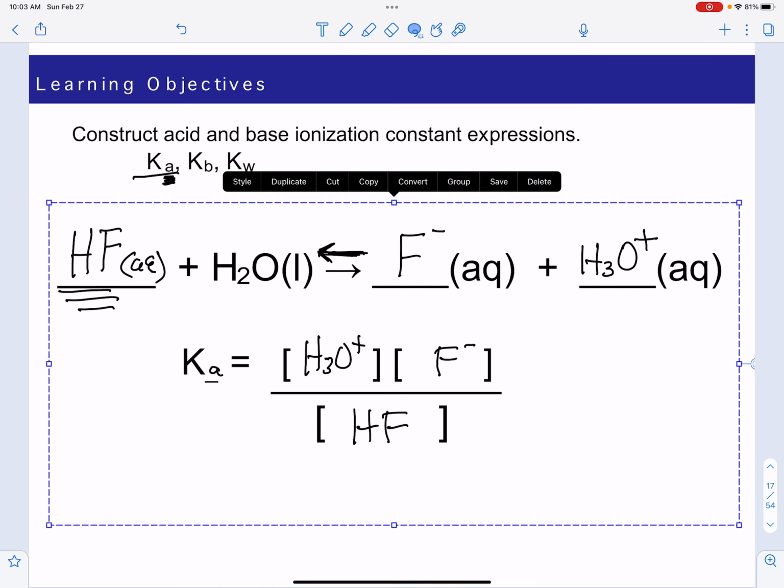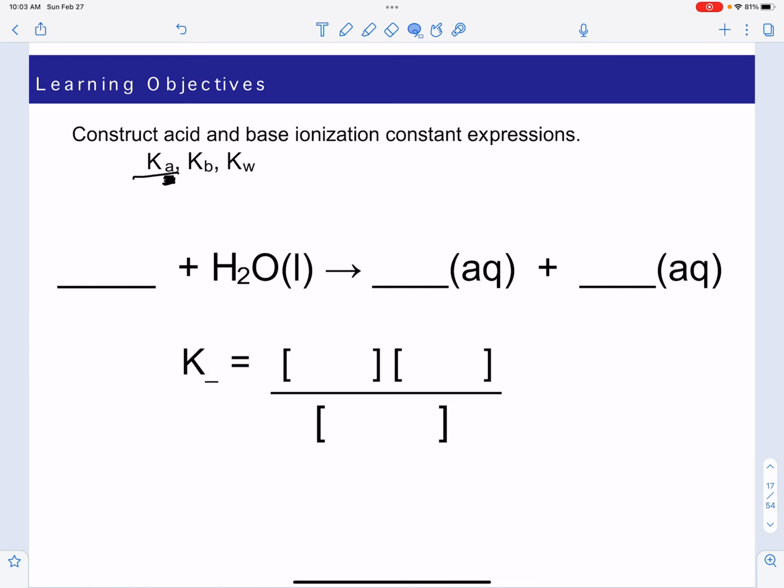Kb would be for a base, and it has to be a weak base. So let's begin with that base. Remember, water is amphoteric, so it can accept or donate protons. In this case, it's going to donate a proton. So you're going to make HF, and the water is going to become hydroxide. So we're doing Kb. Kb is going to have the products over the reactants. Once more, it is balanced.